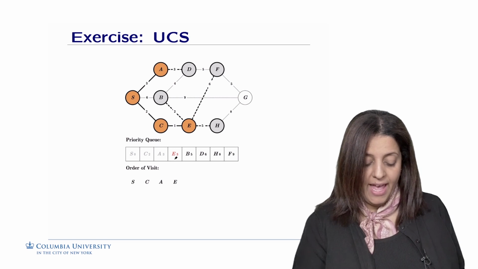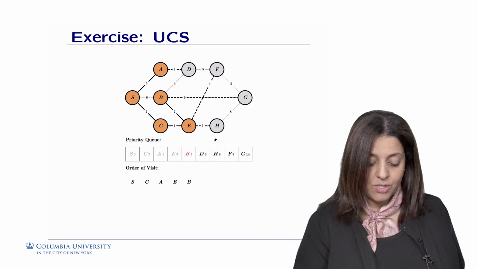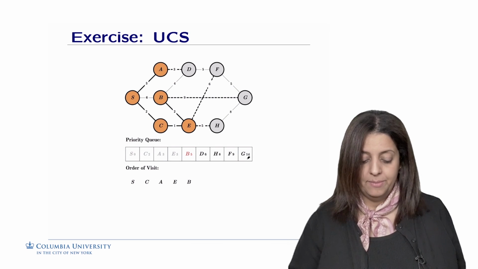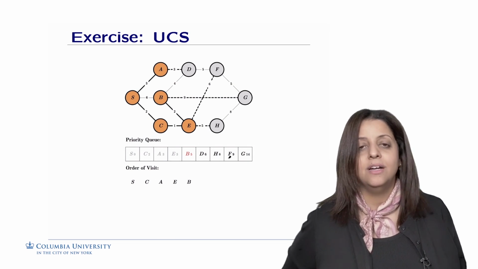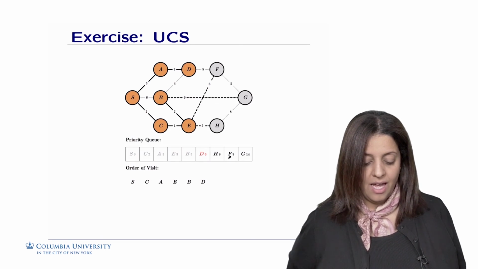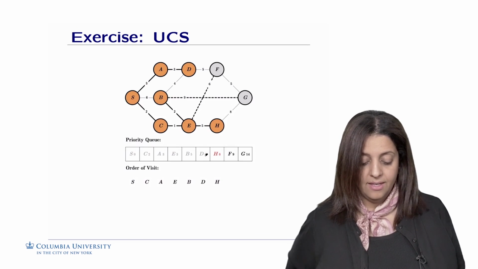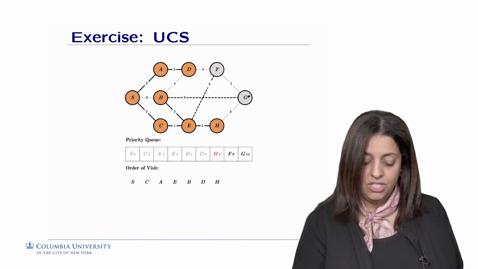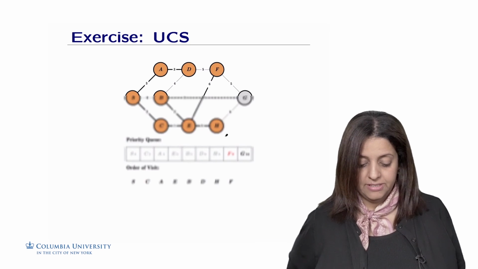Now we have to dequeue the next element, which is B5. Once we dequeue B5, we add the missing elements from those who are not already in the queue. Those who need to update, we decrease their cost. Then we dequeue D6, which will add whatever was not there already. And then we explore H8. H8 has as a child G. G was already there, and we don't have a better choice than G14.